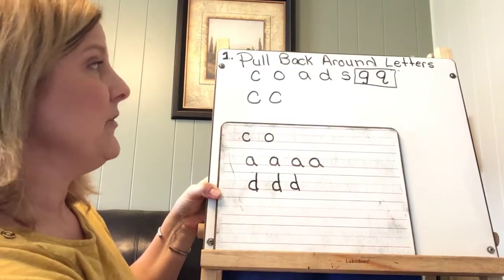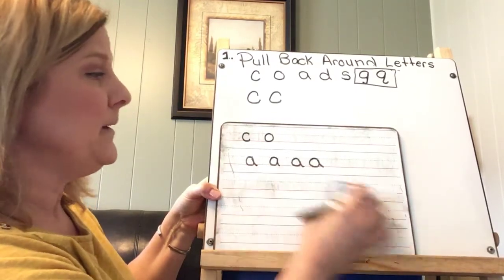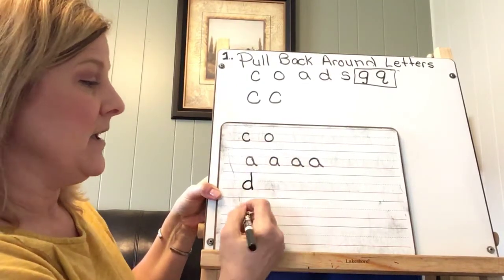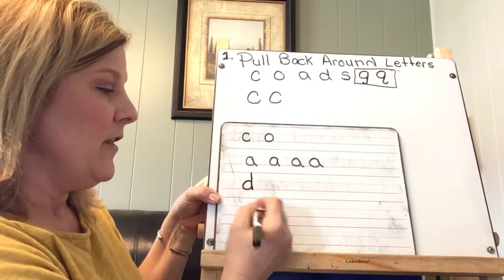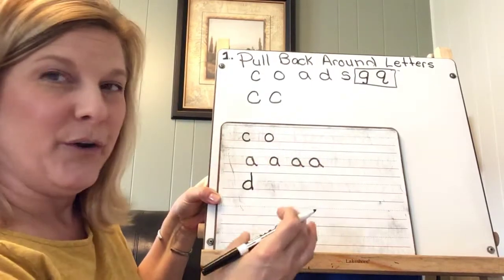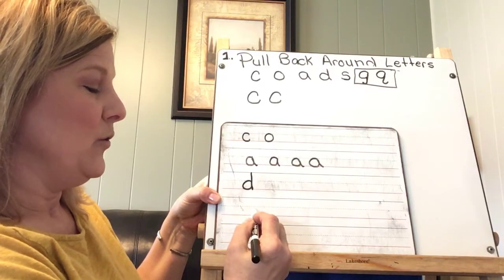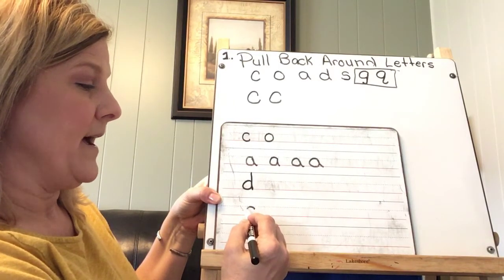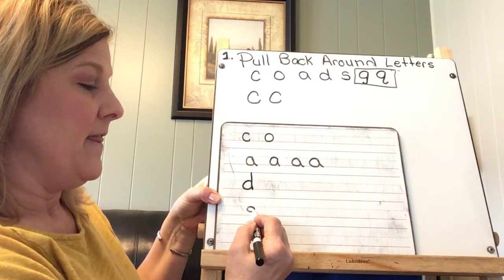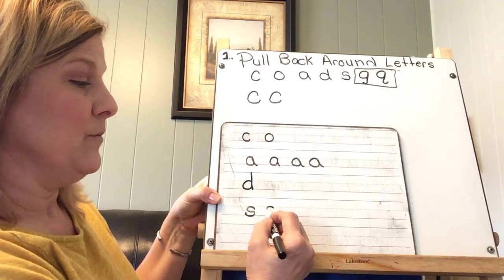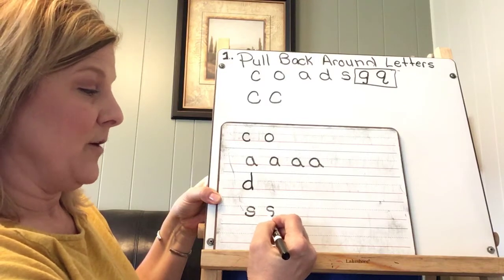Okay? After the letter D, a little bit different than the letters C, A, and D, is the letter S. And even though it has a lot of curves in it, starting with that letter S, it's still the pull back around, and then I say drop down and curl. So if you get this motion started, you've got the drop down and curl.